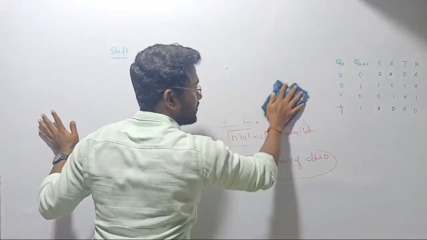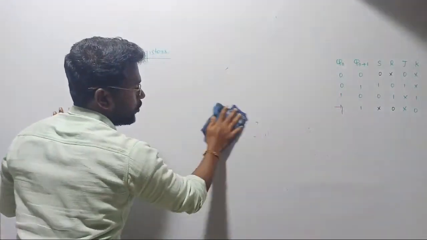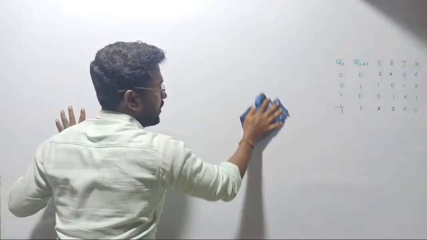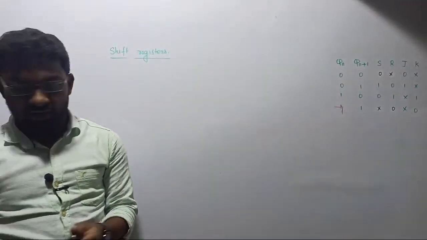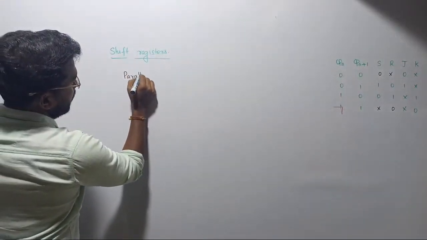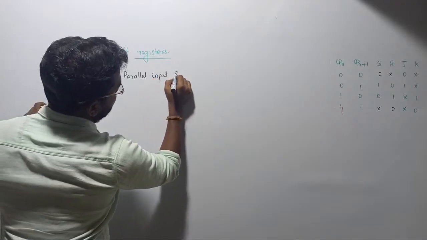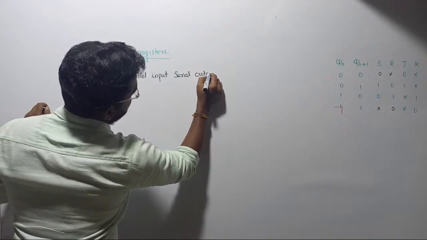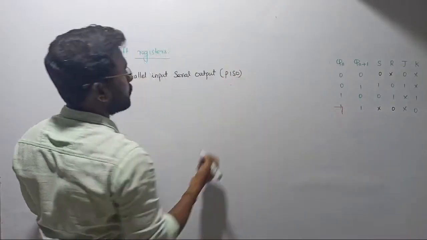Now you can try by yourself also, because I hope you all have understood how we are designing the circuit, right? So let us continue. Next we are going to design parallel input, serial output. So we are going to design parallel input, serial output. Its extension is simply called the parallel input serial output circuit.